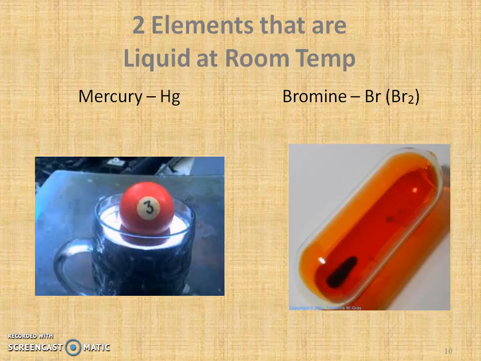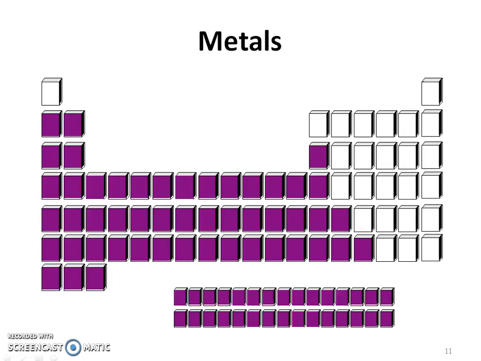Two elements you want to keep in mind are liquid at room temperature. Mercury is a metal, but it is liquid at room temperature. So this mug is holding mercury in it, and it actually can hold this cue ball, number 3. And I thought that was interesting. I mean, you know how heavy those kinds of balls are. So mercury can withstand that. That's how dense it is, but it is liquid. And bromine here also is a liquid at room temperature, and that's a nonmetal.